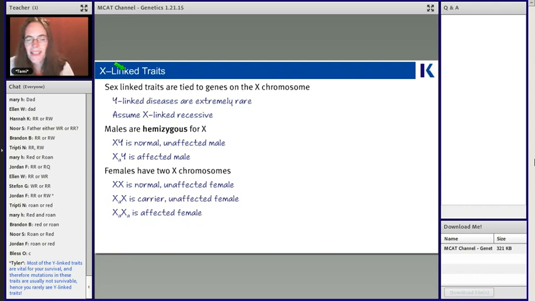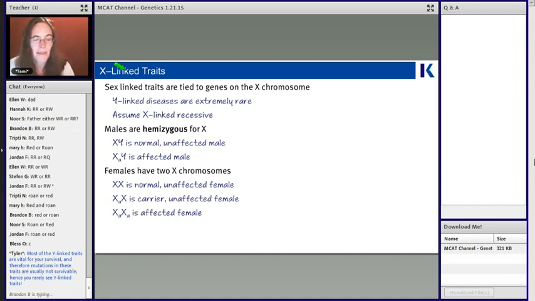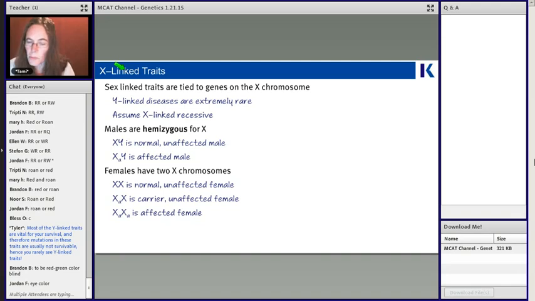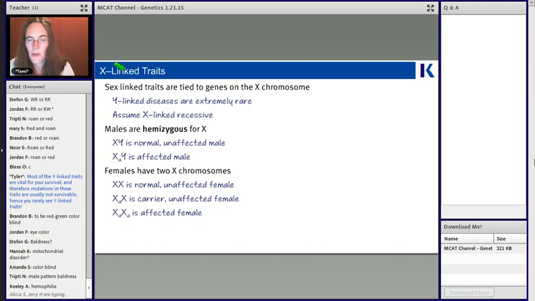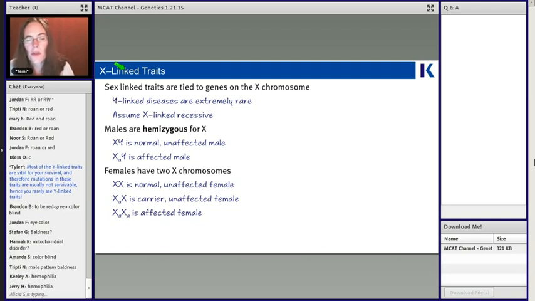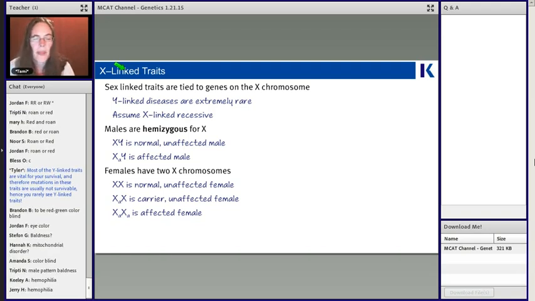That means it's easier for males to have the trait. Give me some X-linked traits that we see all the time. There are 3 that I can think of that are very, very common. Color blindness, absolutely. Male pattern baldness, and the other one, hemophilia. Those are the 3 that we see over and over again. So color blindness, male pattern baldness, there's a reason we call it male pattern baldness, and hemophilia.